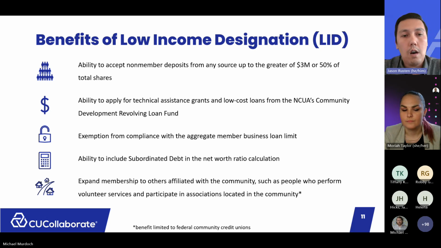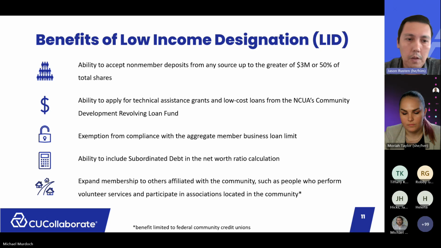Then the next benefit here is the ability to apply for loans or grants from the NCUA's Community Development Revolving Loan Fund. The grants are primarily aimed at smaller credit unions below 450 million in total assets, but there are a number of worthwhile grants that the NCUA does offer every year, and we do assist credit unions in applying for those grants. Those are offered usually every May.